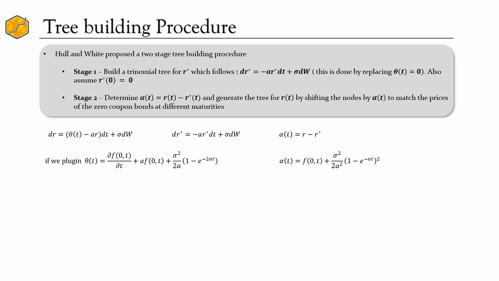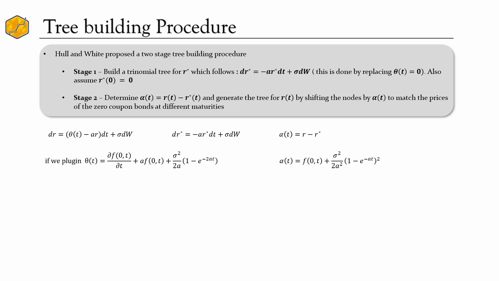So all we are saying is build the tree for r star, then shift the nodes of r star by alpha t to generate the tree for r, and this alpha t will only depend on what time step you are operating at. It has no randomness of its own. Okay, and we'll derive this analytical result. So if we build a model for r star, then we can just shift all the nodes of r star by alpha t to get the tree for r.